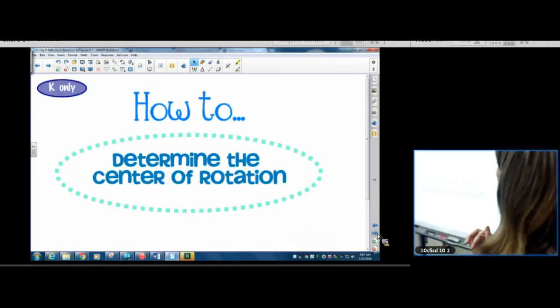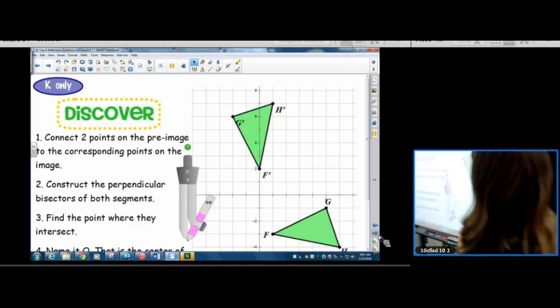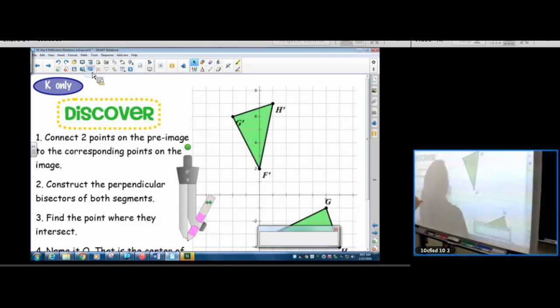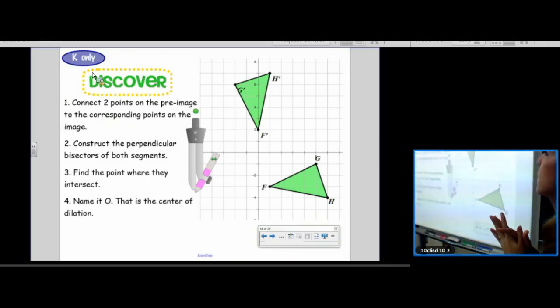Okay. How to determine the center of rotation when you don't know it. All right. So this is the ugliest one. This one's rough. Just stick with me. This is the last thing we're doing today.